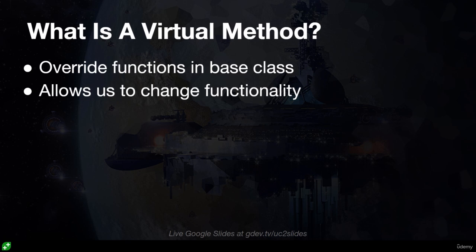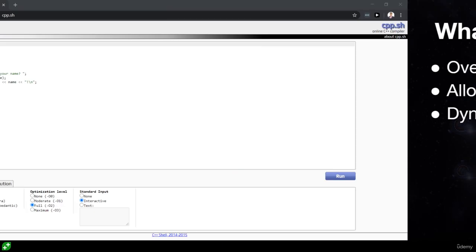It allows us to change functionality in that base class, and it does something called dynamic dispatch, which we're going to talk about in a second, to understand what this really means and why virtual methods aren't the default functionality in C++ as they are in many other languages such as C#. So let's have a look at this.